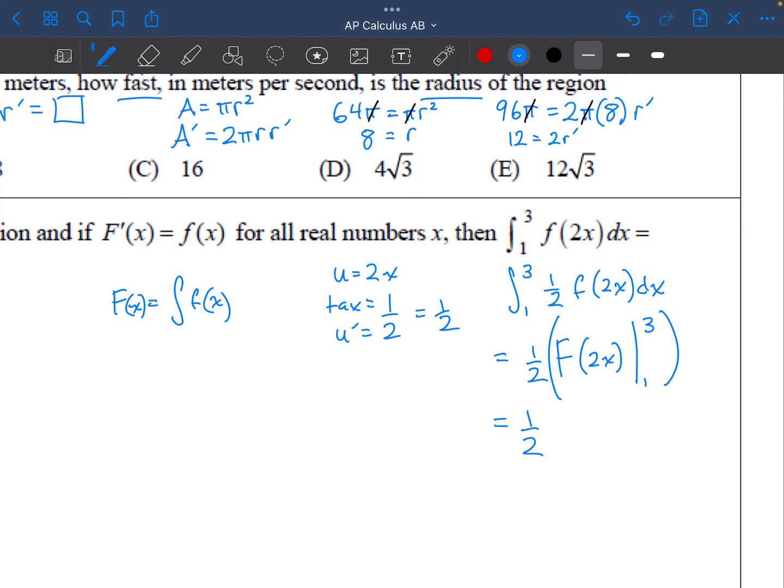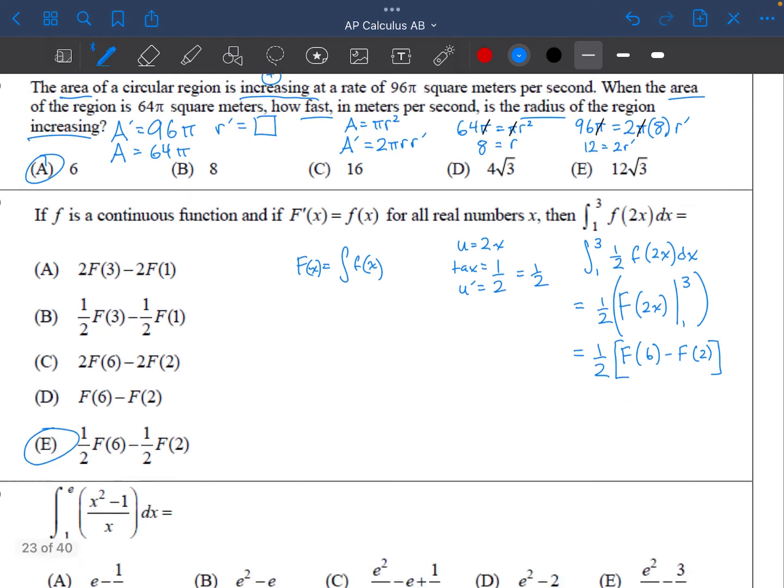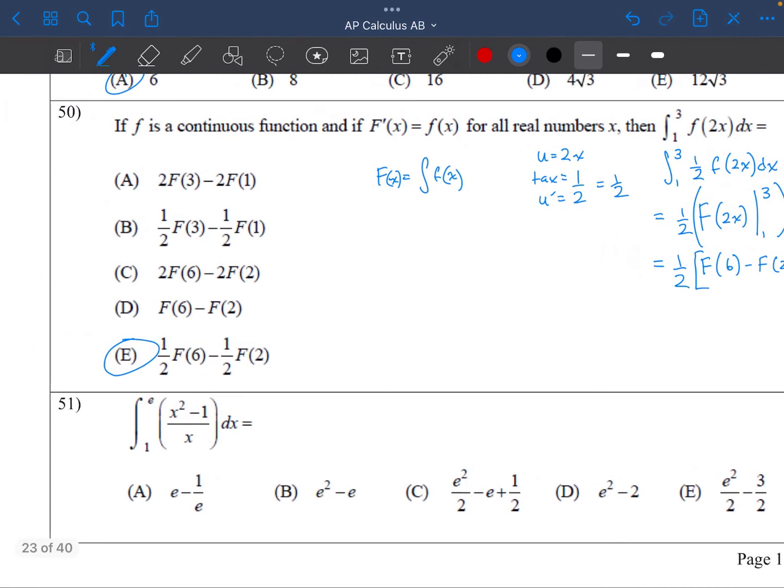So I have 1/2, and now I'm going to do capital F of, okay, plugging in the 3, 3 times 2 is 6. And then capital F of, when I plug in 1, 1 times 2 is 2, so it's going to be F of 2. And there's my final answer. They might distribute that 1/2. They do distribute the 1/2. You can see that the correct answer here is E, because they distributed the 1/2 and got basically the same answer we got. All right, and on to number 51.